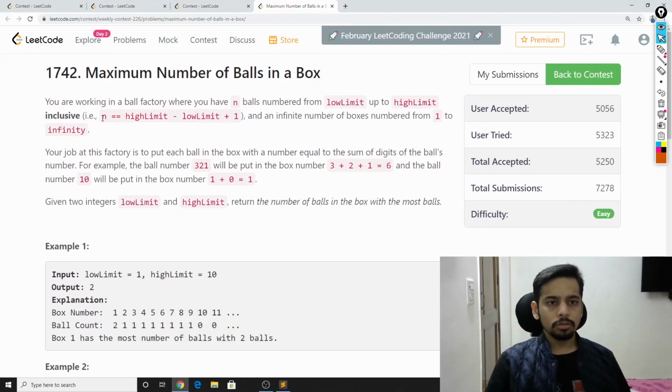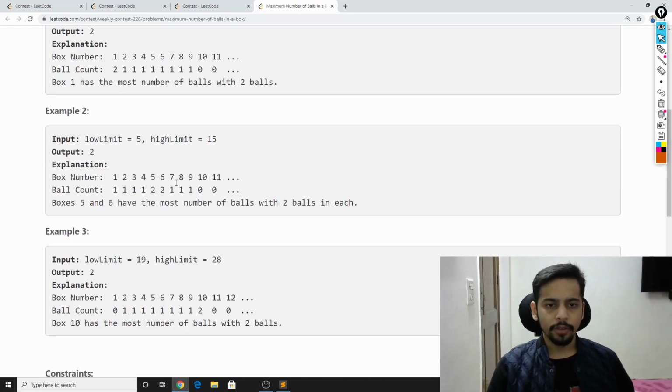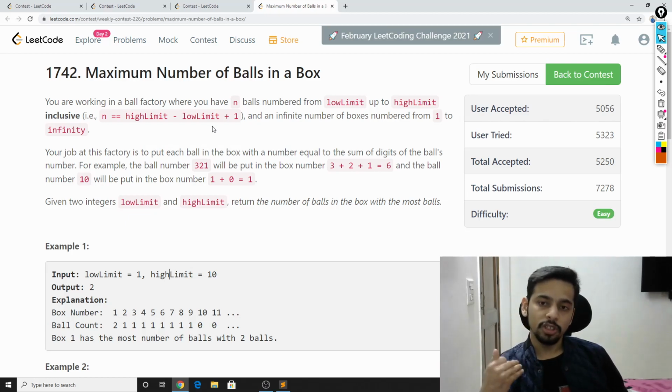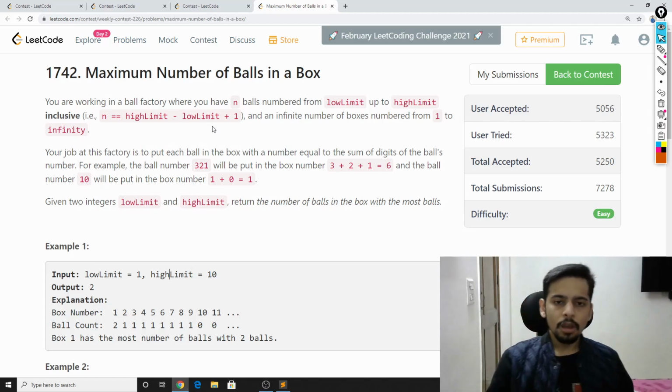So you're working in a ball factory with balls numbered from low limit to high limit. There are exactly n balls, and n is up to 10 power 5, and an infinite number of boxes numbered from 1 to infinity. The job at the factory is to put each ball in a box with a number equal to the sum of the digits of the ball's number. So if the ball is 2,321, then you put it in the sixth box. Return the number of balls in the box with the most balls.